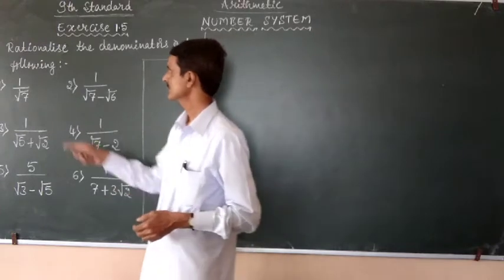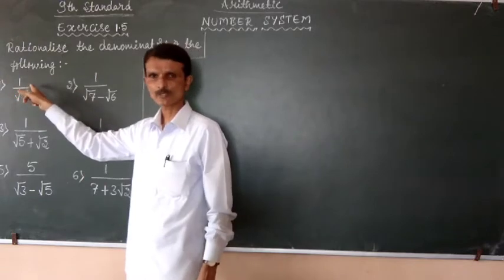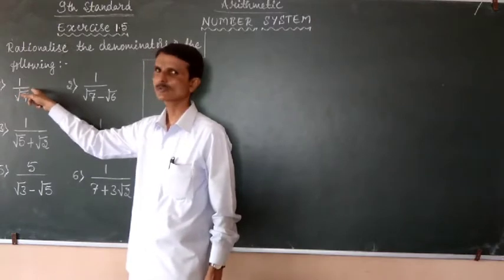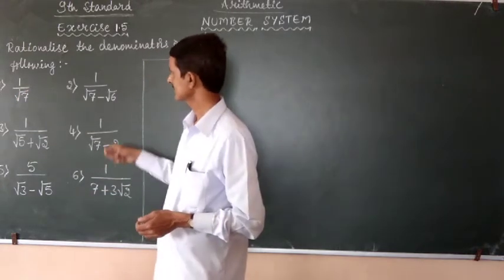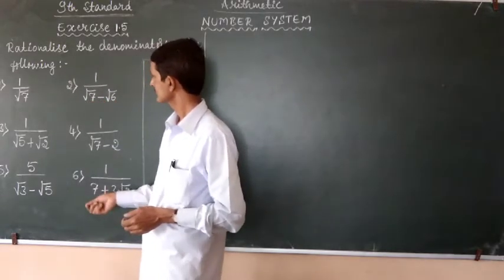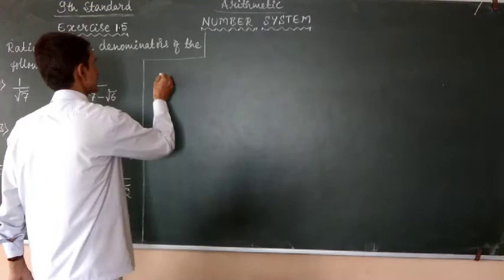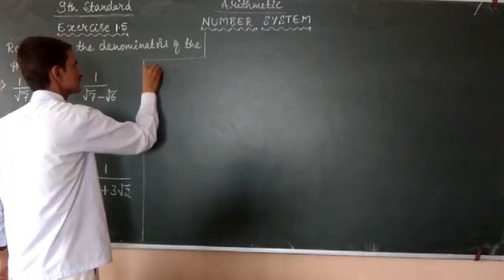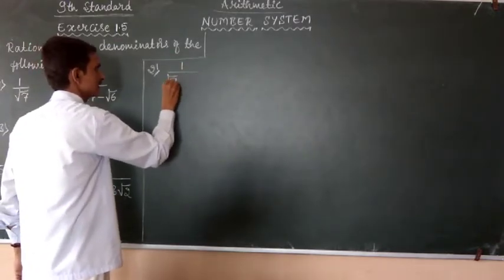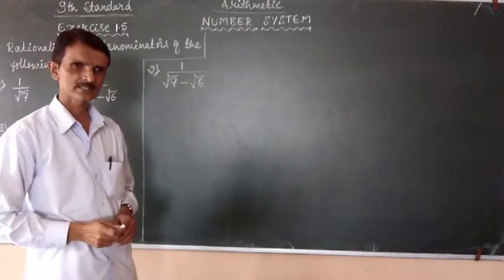You have already studied how to rationalize a monomial irrational number, therefore I will leave this problem to yourself. I will take up the second problem, the fifth one, and the sixth one. The second problem is 1 by root 7 minus root 6.